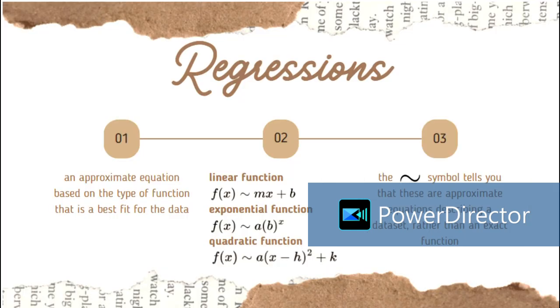Here's our second half of the lesson. Let's talk about regressions. A regression is an approximate equation based on the type of function that is a best fit for the data. So they look a little bit different from the parent functions. The only thing that is different is that instead of an equals sign, they have this little loop-de-doo. I don't know what this thing is called, so I'm going to make up a word for it. The woohoo symbol tells you that these are approximate equations describing a data set rather than an exact function. So when you see this, it means it's a regression.